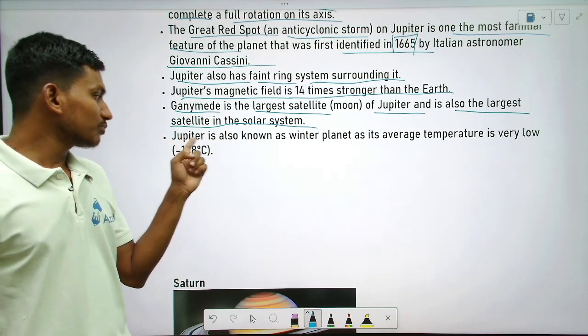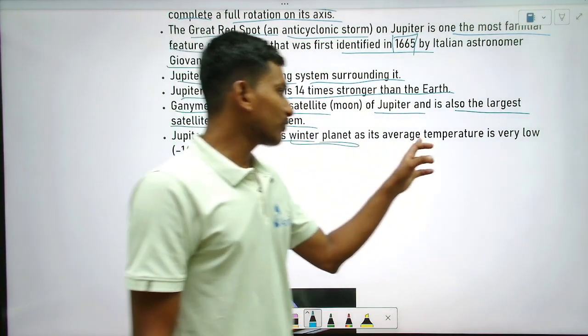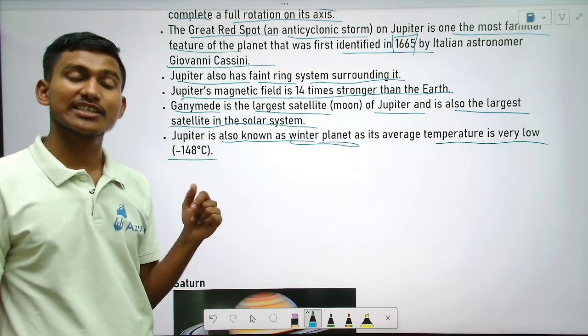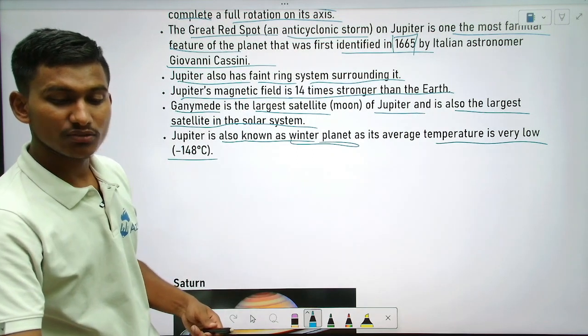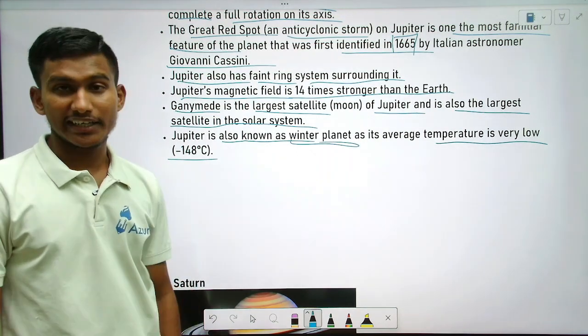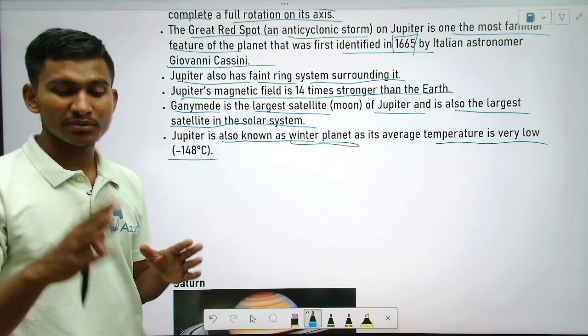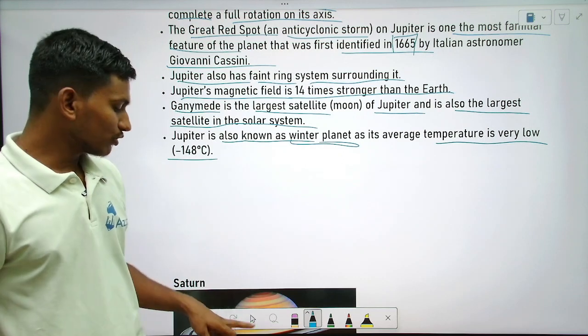Jupiter is also known as the winter planet, as its average temperature is very low, that is minus 148 degrees Celsius. It is always very cold there, isn't it? So that is why it is called the winter planet. Which planet? Winter planet. Will everyone remember this? Okay, good. Should we go to the next now?